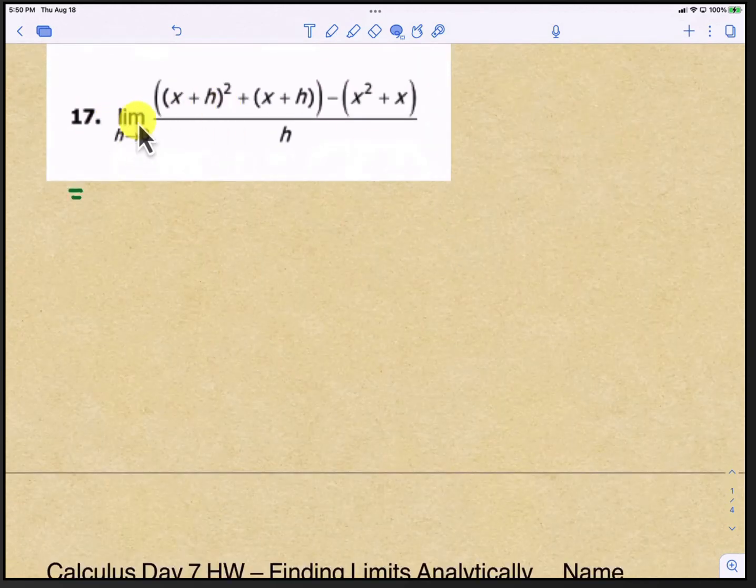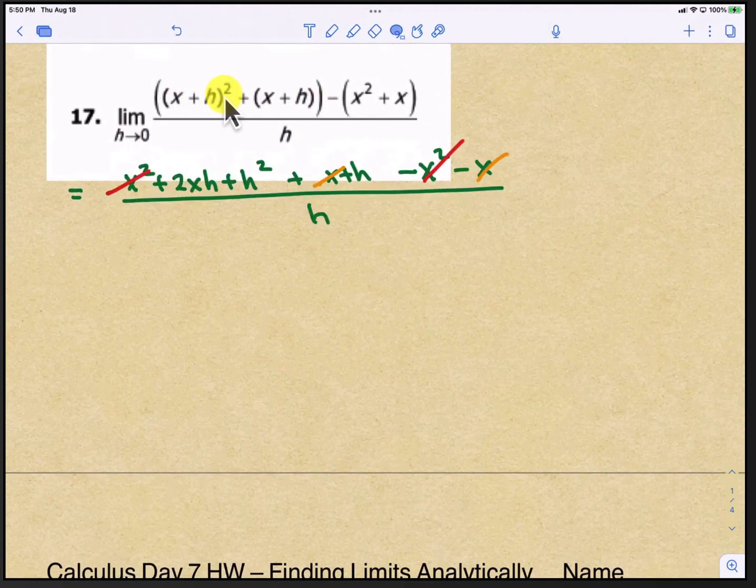For number 17, it is the limit as h approaches 0 of this expression. We're going to expand (x plus h) squared. So (x plus h) squared is x squared plus 2 times xh plus h squared. We add on the x plus h here, and then we subtract the x squared and the x. So that's going to be minus x squared minus x on the end.